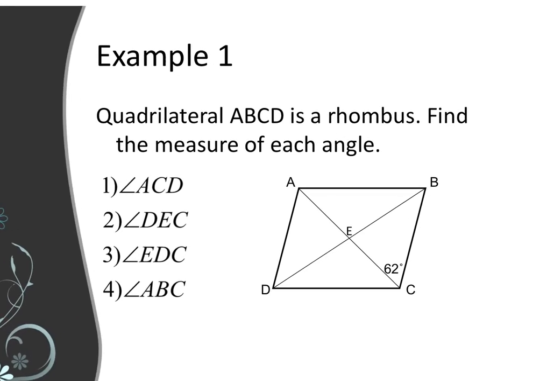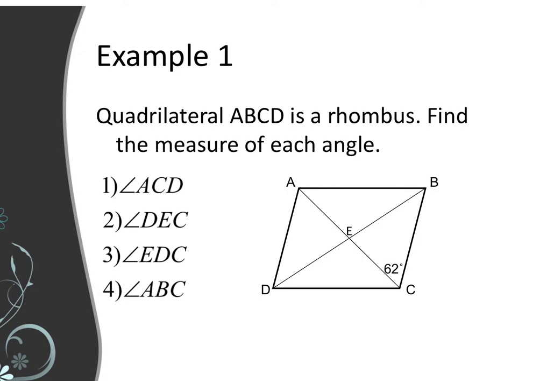Let's do some examples, okay? We've got a ton of examples just to reinforce what we're learning, okay? Quadrilateral ABCD is a rhombus. Find the measure of each angle. All right, it's a rhombus. So, what would be the measure of ACD?